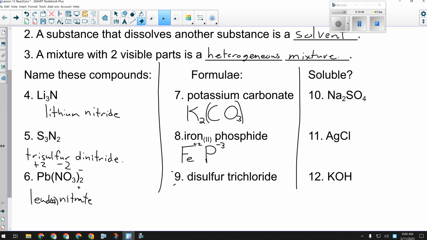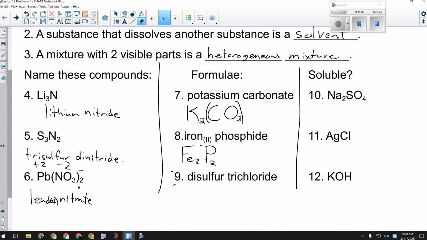Drop and swap. All right, so the 3 drops and comes over here. The 2 drops and comes over here. I can't reduce that any further, so I'll leave it like that. Okay, questions there? All right.